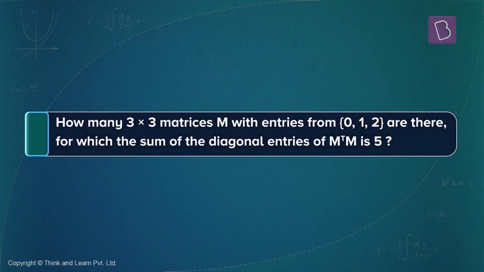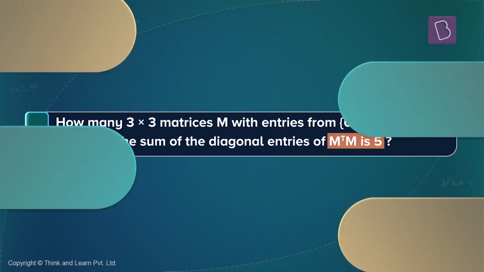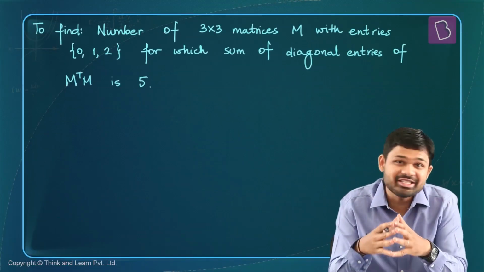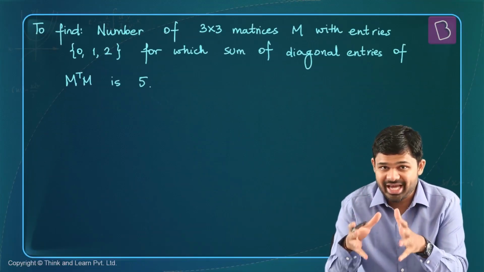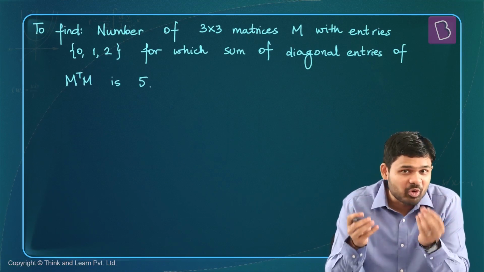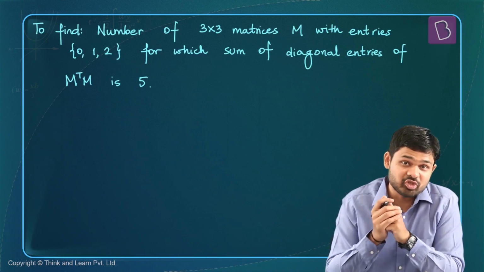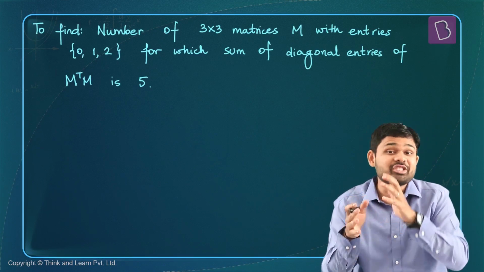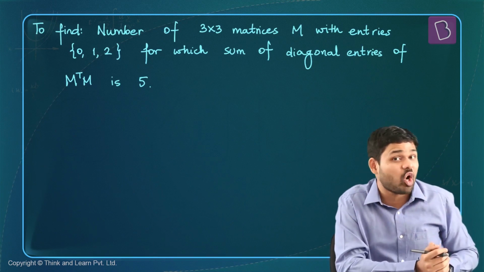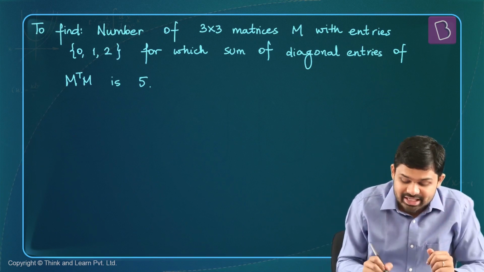So in this next question, we have to find out the number of 3 by 3 matrices M with entries 0, 1, 2 such that the sum of the diagonal entries of M transpose M is equal to 5. Now the trick in this question is the fact that if you have a matrix M, then M transpose M, when you add the diagonal entries of M transpose M, you'll actually get the sum of the square of all the elements of M. If you don't believe me, see for yourself.